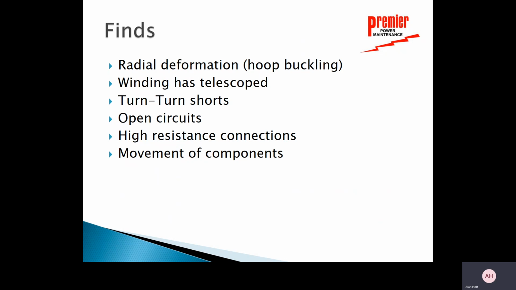So it's going to find radial deformation. Okay, it's going to find that windings are telescoped. In other words, blocking's gone. It's kind of spread out, like the old slinkies that we used to have. It's going to detect turn-to-turn shorts. It will detect open circuits. But you know what? Other tests will catch that as well. Any high resistance connections, which could be the load tap changer, could be the de-energized tap changer, or any movement of components, it'll check those things for you during that test.